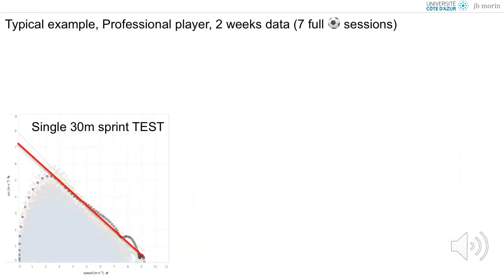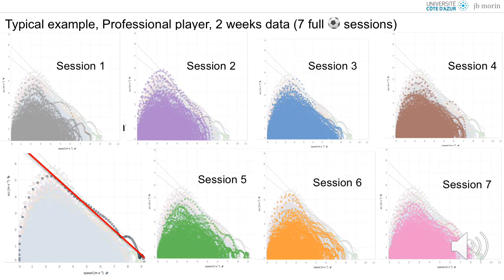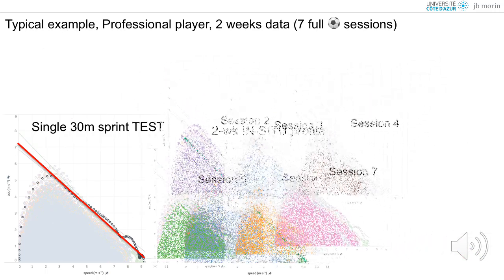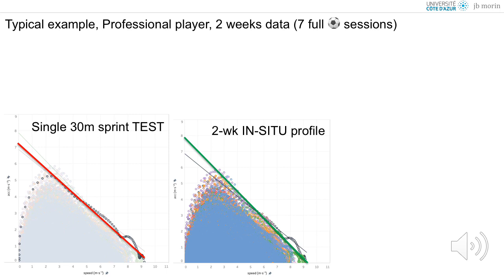This is one professional player, 7 full sessions of football. One was a single sprint test. Here is the cloud of data of the 7 sessions, and boom, if you pool that cloud of data, you have the 2-week in-situ profile.